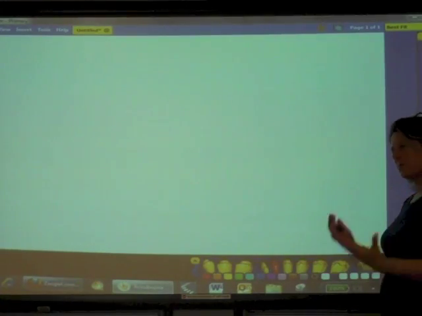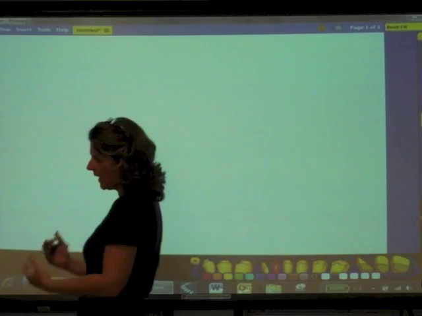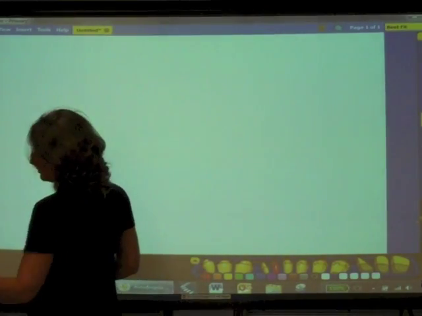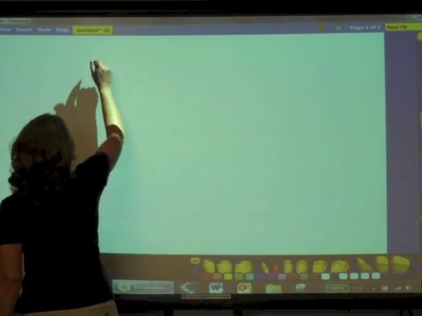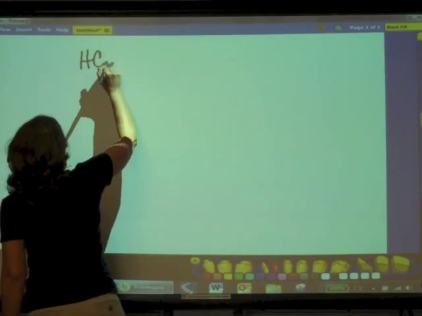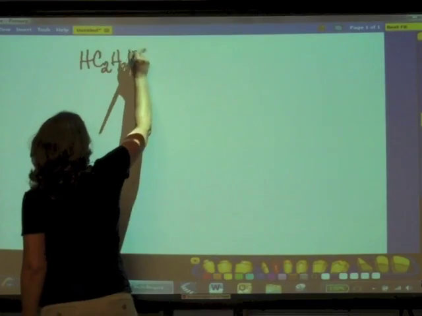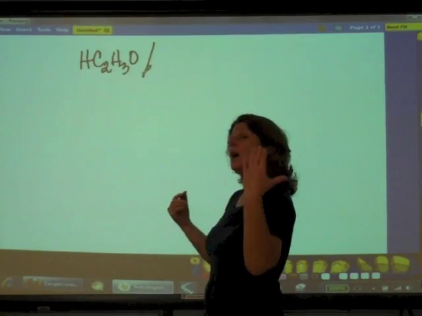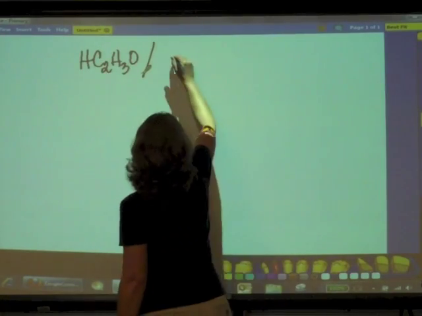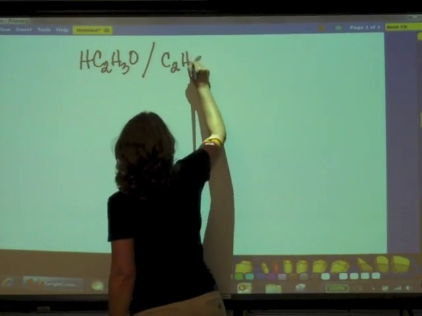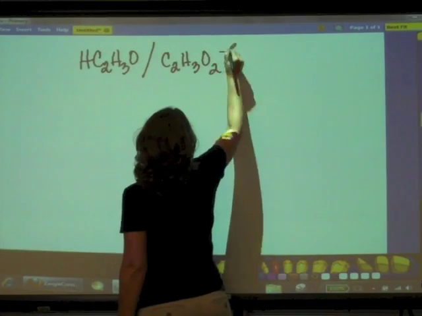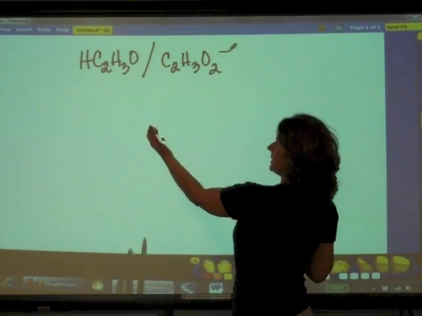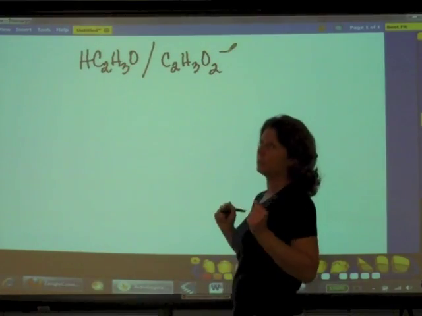You've got to have the pair. So, for instance, you could have in solution acetic acid along with its conjugate base, which would be coming from a salt. Acetate. So, the acetic acid acetate pair.